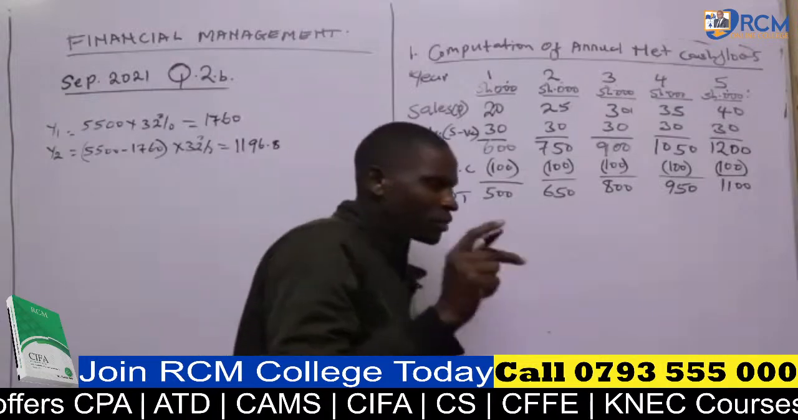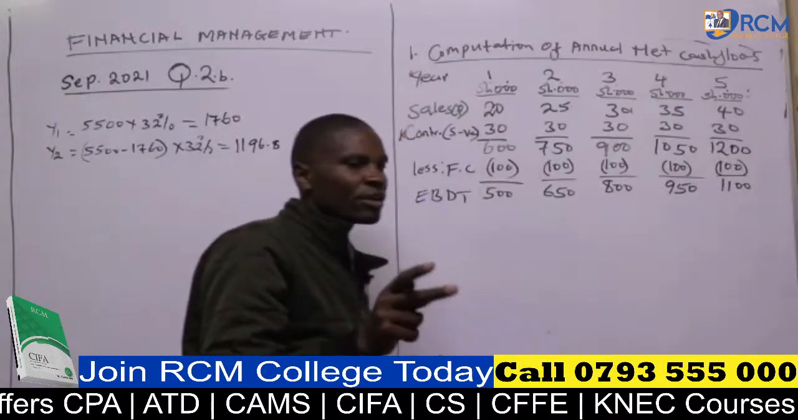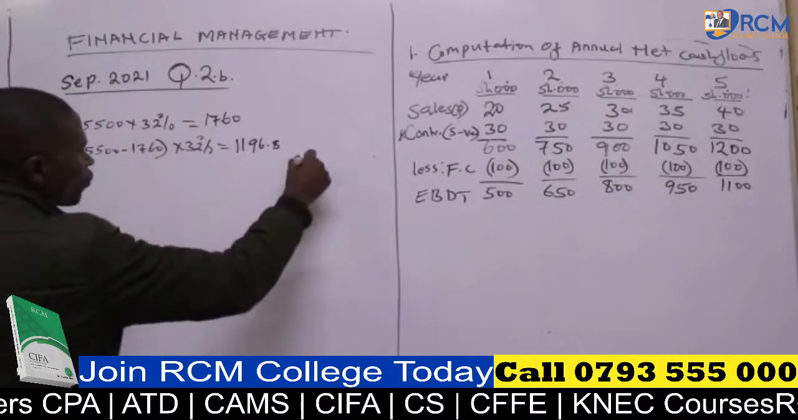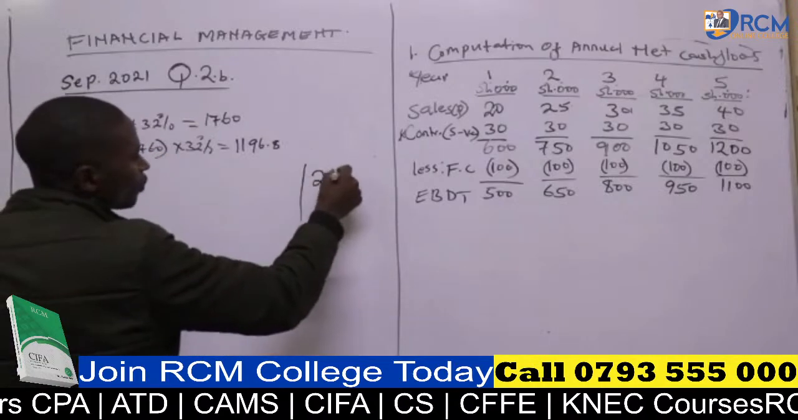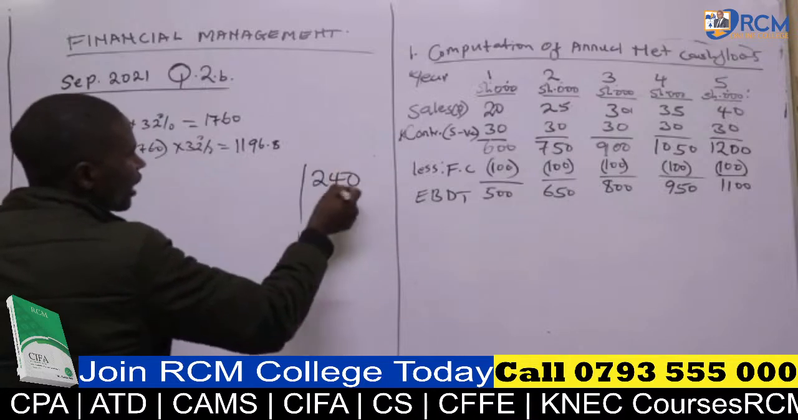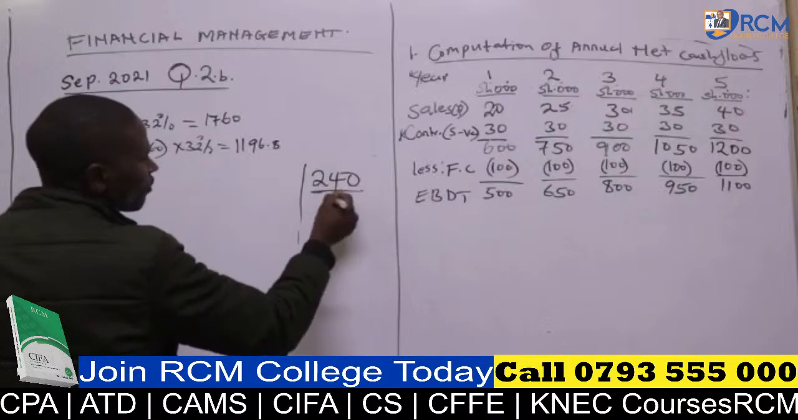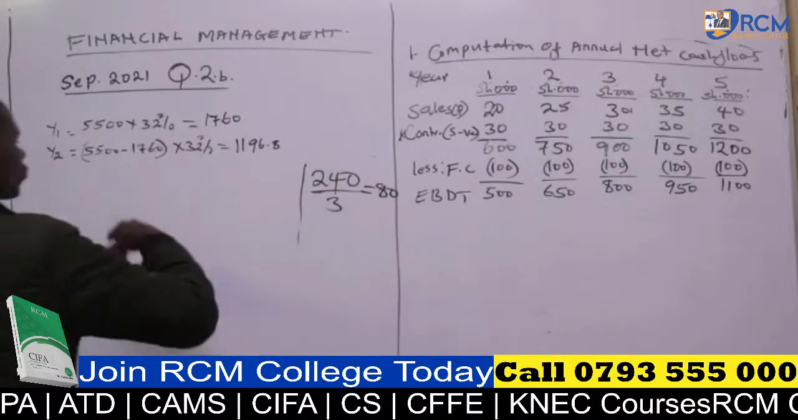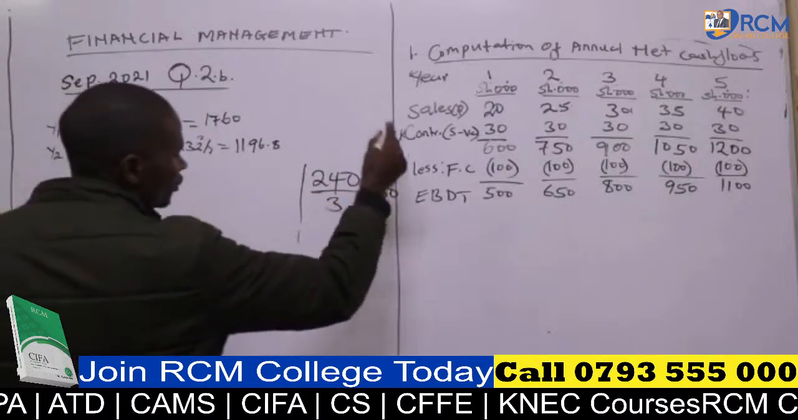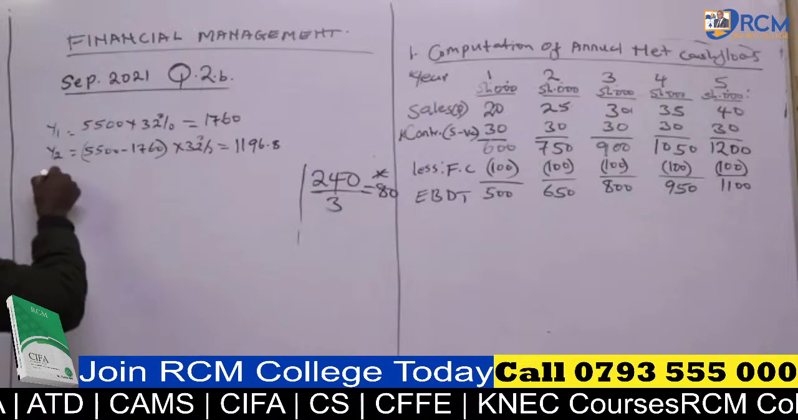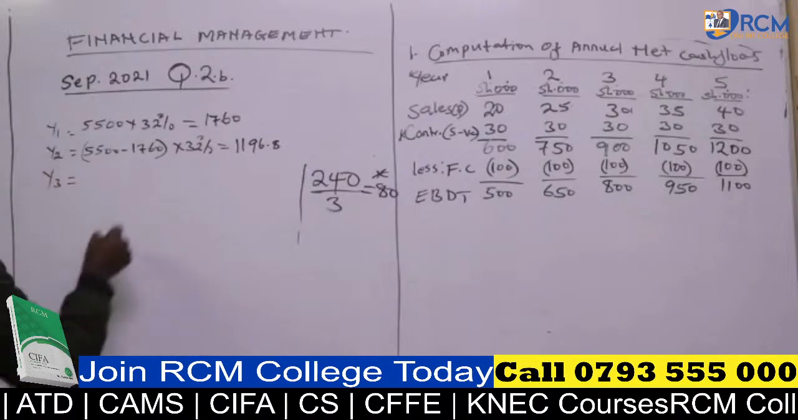Now, those are the 2 years that we did not have the overhaul. From the third year, we have overhaul of 240. This was accumulated for the 3 years. What is the depreciation? We divide by the 3 years. 80. Therefore, whatever we'll be having, we shall be adding 80. We are adding the overhaul. Very important. So from year 3, we shall start adding the overhaul.